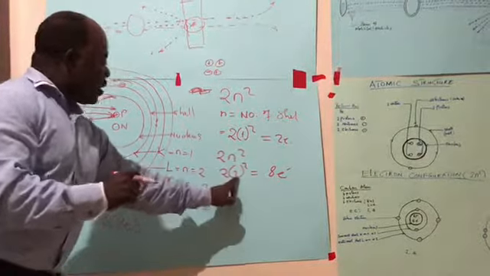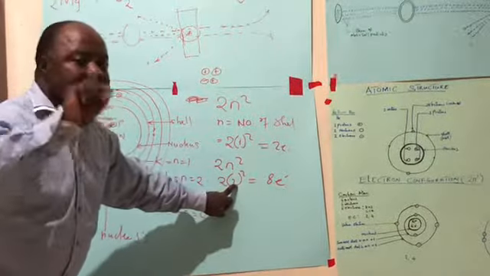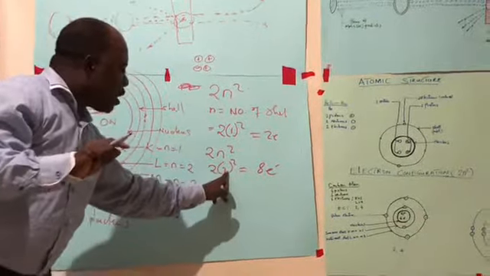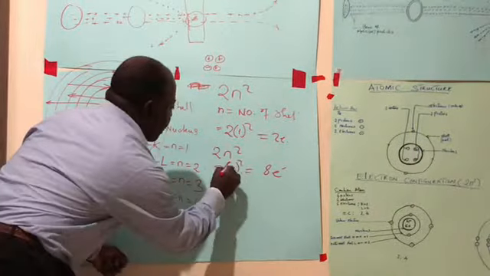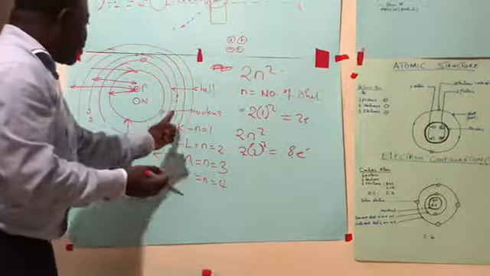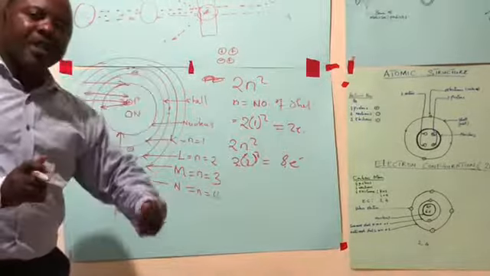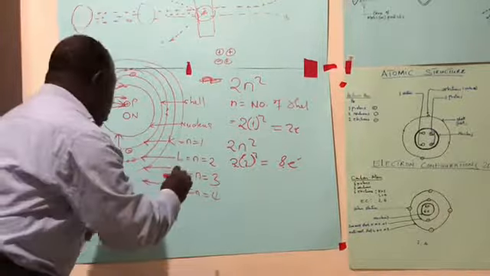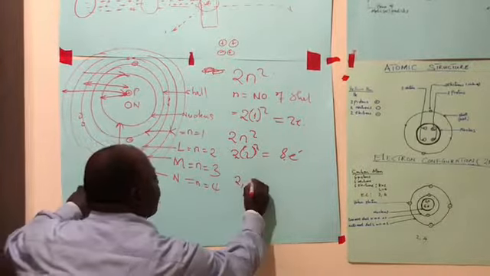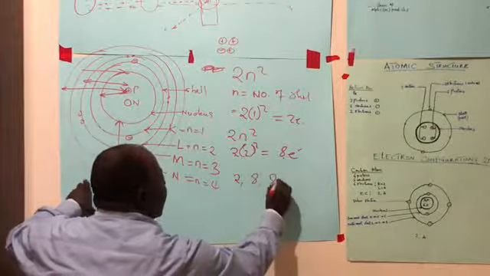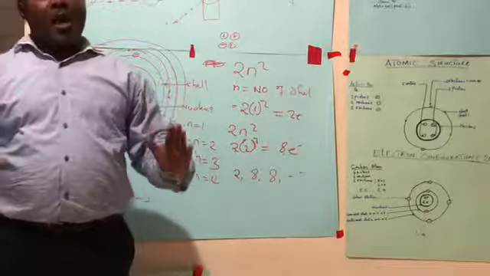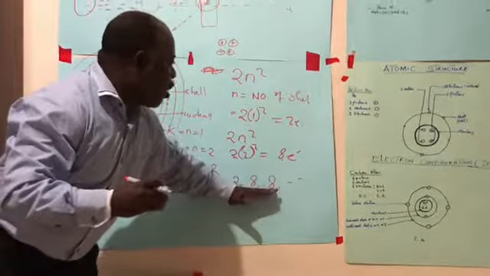If the shell number is 2, we multiply 2 times 2 squared. 2 squared is 4, and 4 times 2 gives a total of 8 electrons. That is the second shell. Continuously, that's how electrons are arranged, and they came to the conclusion that electrons are arranged in this form. The first shell must be 2, the second shell must be 8, the third shell must be 8, and then 18 and above. That is the arrangement of electrons in an atom.